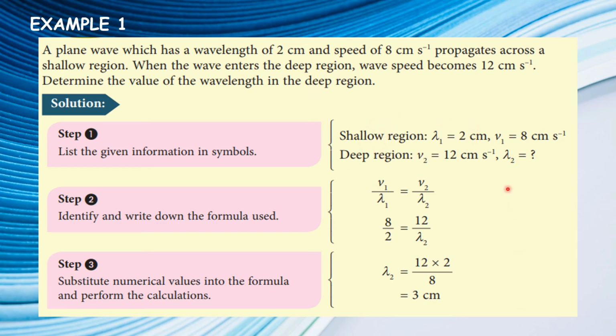This is the solution. Shallow region: lambda 1 equals 2 cm, V1 equals 8 cm per second. Deep region: V2 equals 12 cm per second. Now we want to find lambda 2. We use this formula: 8 divided by 2 equals 12 divided by lambda 2. Lambda 2 equals 12 multiplied by 2 divided by 8, and the answer is 3 cm.